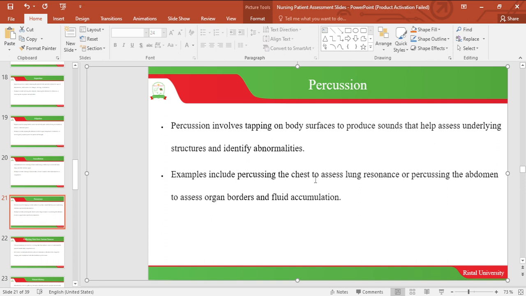Let's look at percussion. Percussion involves tapping on the body surface to produce sounds that help assess underlying structures and identify abnormalities. Examples of percussion include percussing the chest to assess lung resonance, or percussing the abdomen to assess organ borders and fluid accumulation.